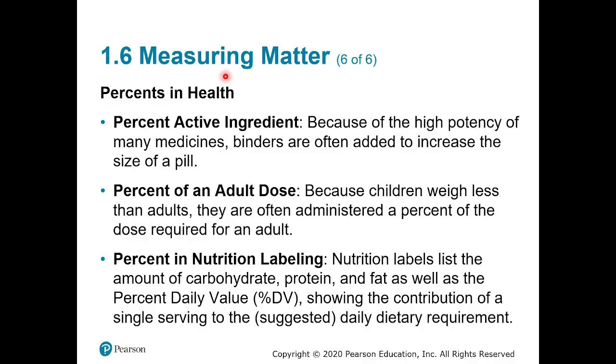So percents in health. Percent active ingredient. Because of the high potency of many medicines, binders are often added to increase the size of your pill. You may wonder sometimes when you have like a 60 microgram pill, and you're like, that shouldn't be this big and huge horse pill looking thing. The reason it is like that is because they couldn't weigh out the 60 micrograms. Okay. What they had to do is mix huge batches and then weigh out that dilution of it. Okay, and it really increased the accuracy of them being able to measure that out.